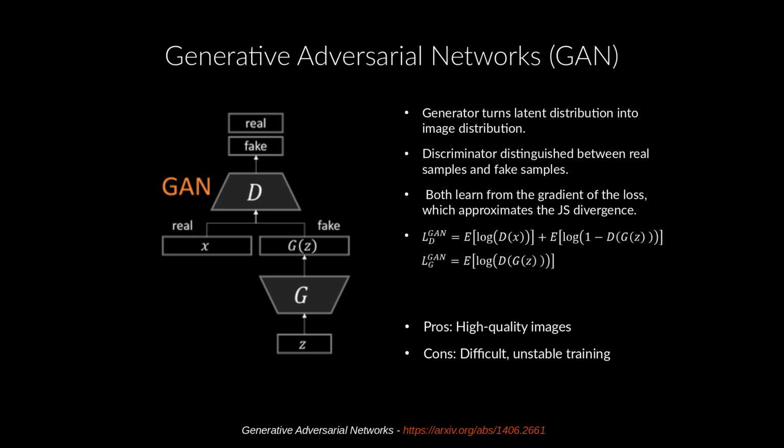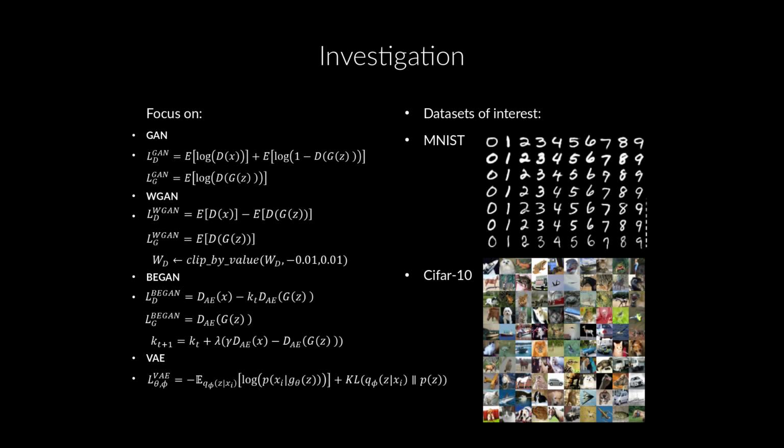A generative adversarial network is a model which learns to produce images through the adversarial game of two competing learning agents, a generator and a discriminator. The generator turns samples from a latent distribution into images. The discriminator differentiates between real images and images created by the generator. GANs are the state-of-the-art in image generation and achieve the best results, but they are unstable and very difficult to train. The investigation focuses on 4 architectures, of which 3 are GANs and 1 is a variational autoencoder.